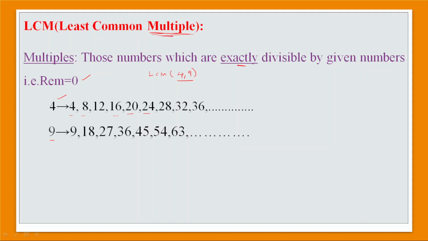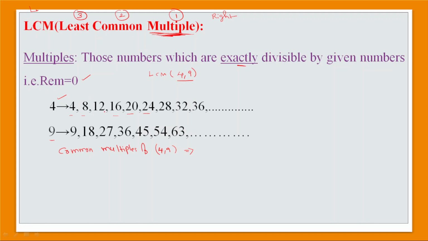In order to find the LCM of the given numbers, first you need to write the multiples of that particular number. So first we need to find the multiples of given numbers, and then we need to find the common multiples. Second we need to take the common multiples, and at the end we need to take the least common multiple. Let's write the common multiples of 4 comma 9 here.